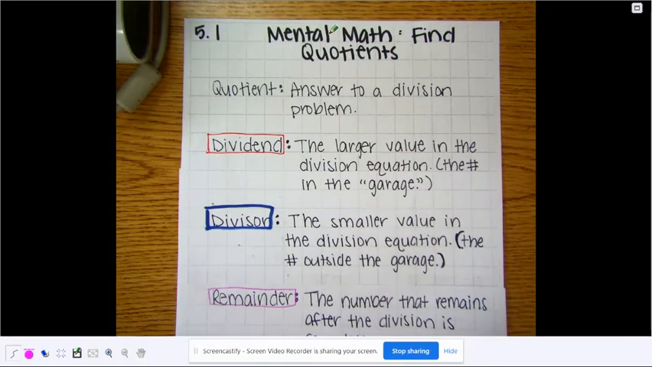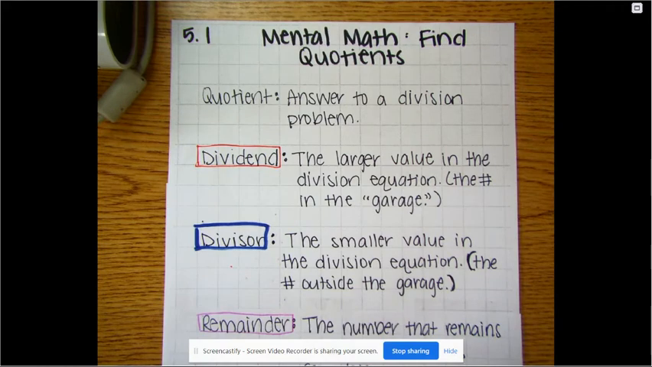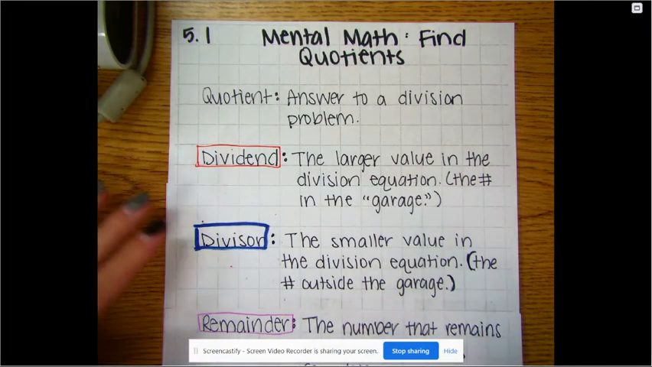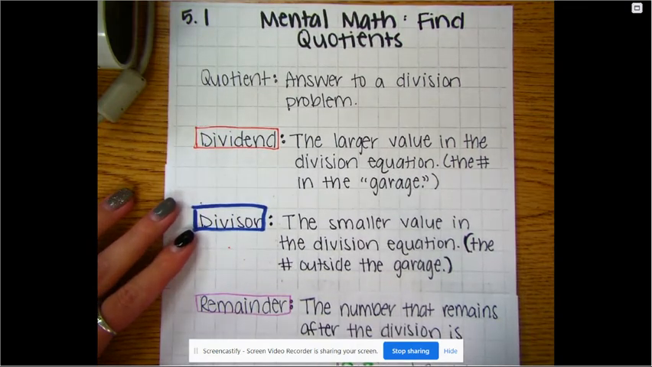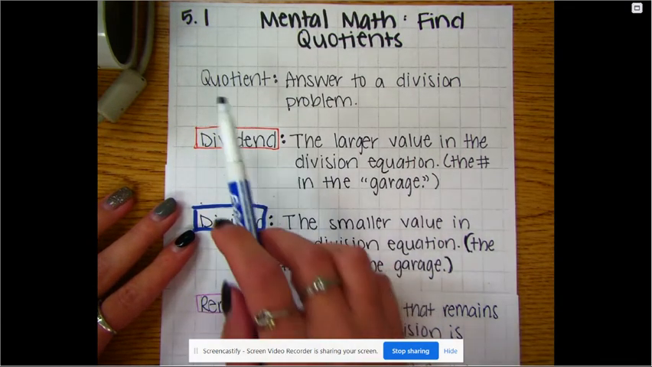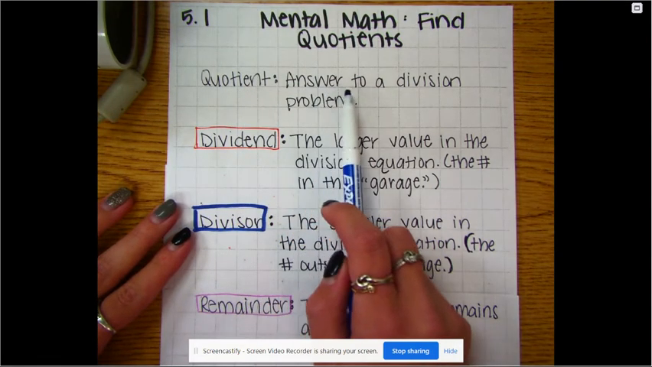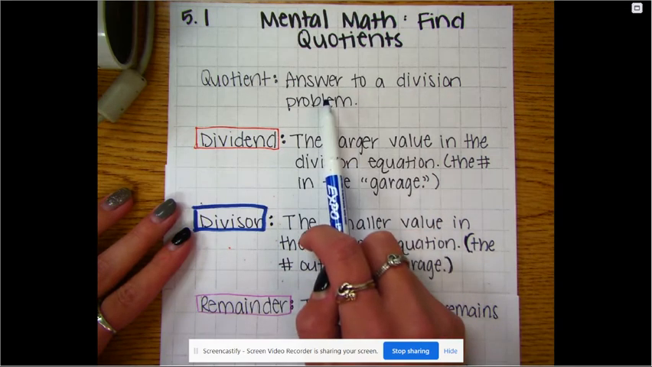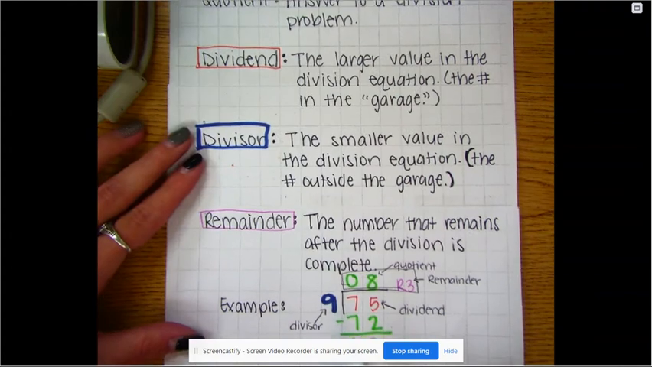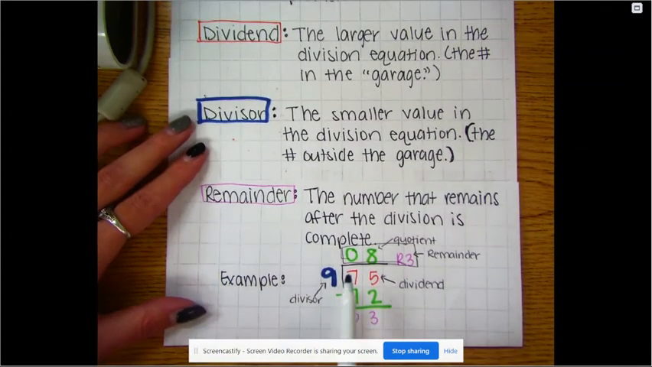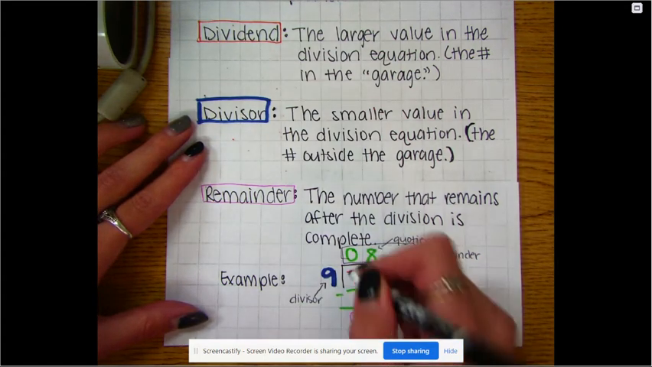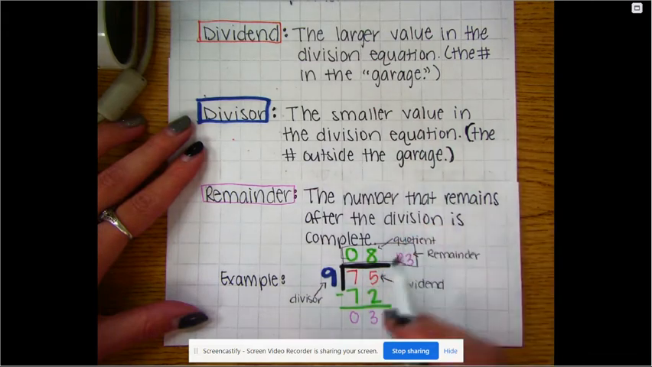Hey there, today we are working on lesson 5.1, mental math to find quotients. So this is a new unit, a new topic, so we have some new vocabulary that we're going to hear throughout this topic. The first one is the word quotient. Quotient is just a fancy word that means the answer to a division problem. So if I have a division problem that's set up like a lot of people were taught in the past with the standard algorithm, you can see that 8 is my quotient on top of my algorithm.